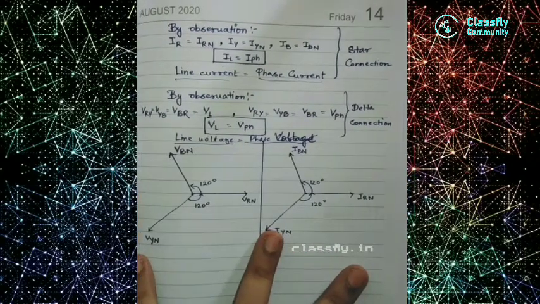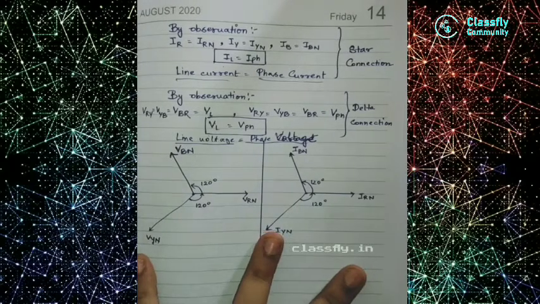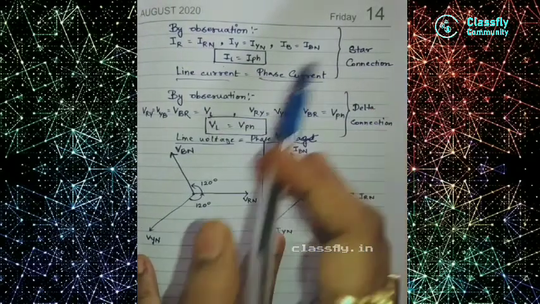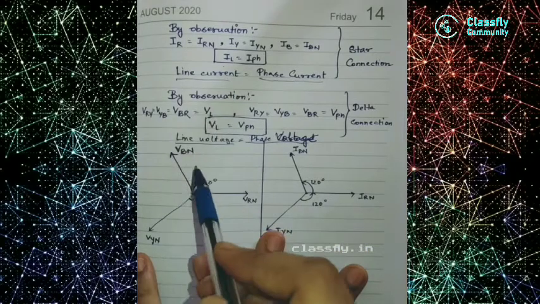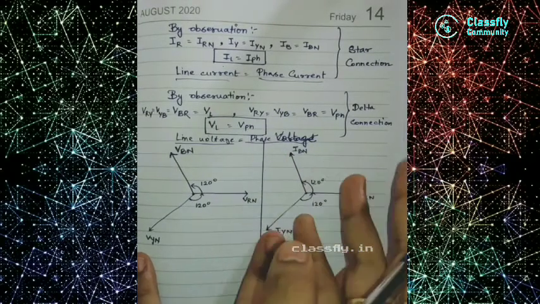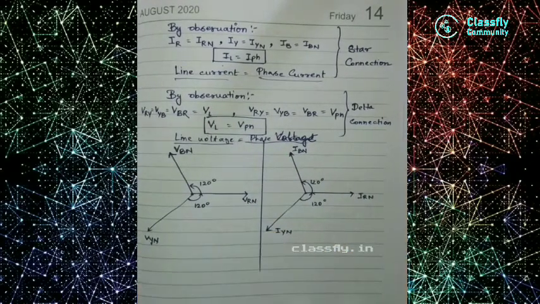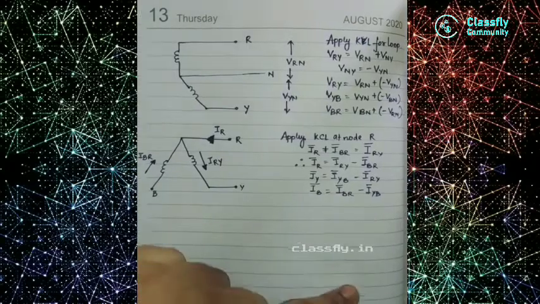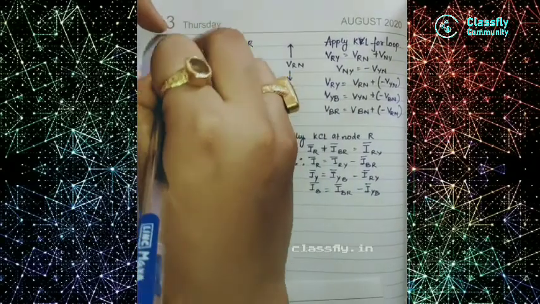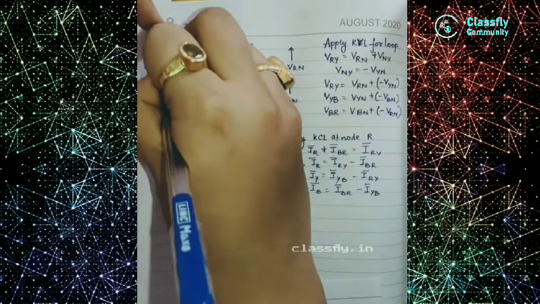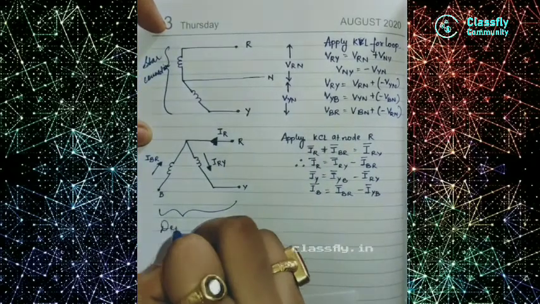So now we need to find the relation between the line voltage and phase voltage for the star connection, and here in the delta we need to find how much the line current will be relative to the phase current. So just the opposite we need to find. So let's move on and see how we will find. So this is our star connection, and this is our delta connection.